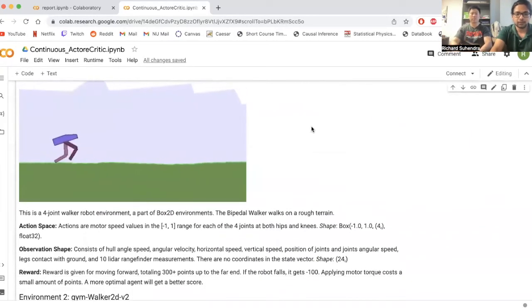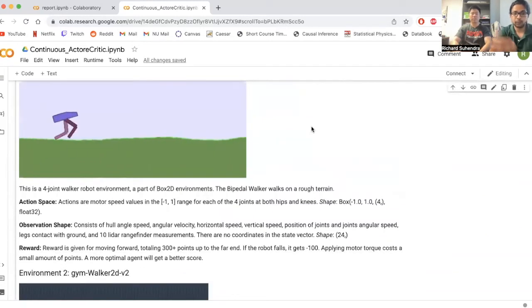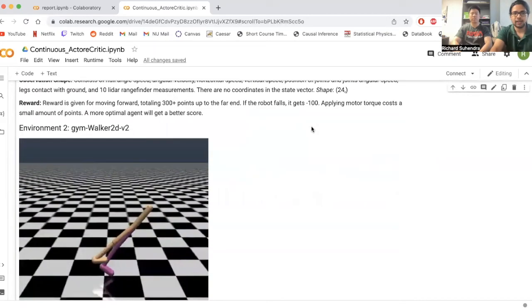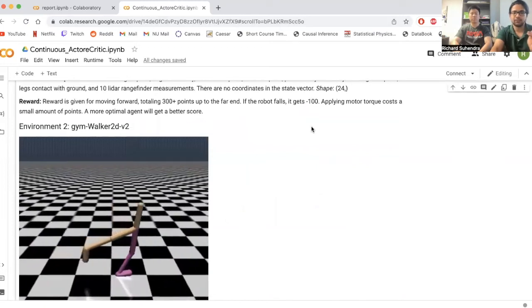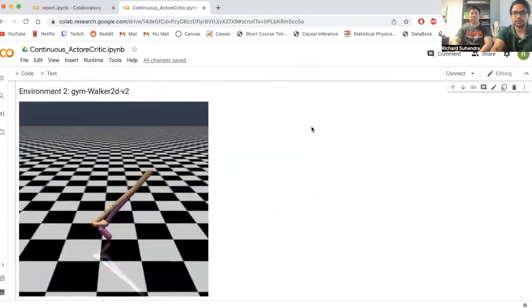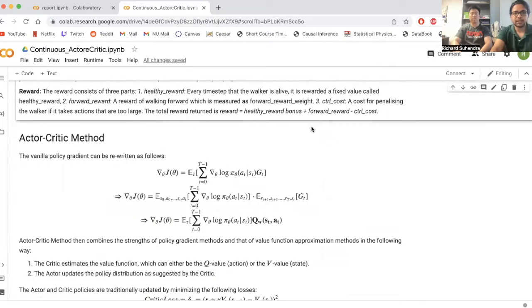For the bipedal walker, the reward is given for moving forward, and for a successful run, we need to have 300 plus points. And for walker 2D, the aim is to get as high as possible, and the average successful score is considered to be over 1,000.